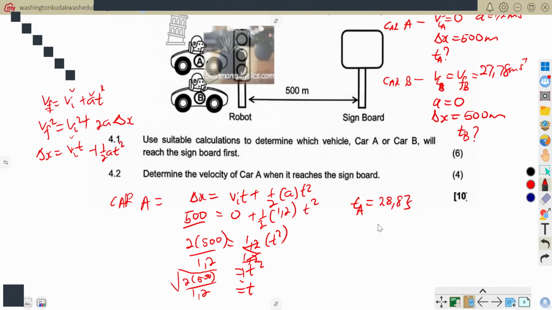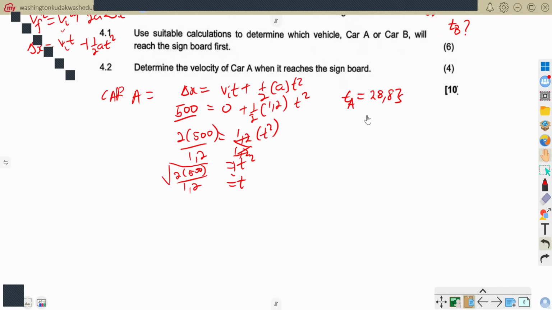28.8 seconds. And then for B, we also use the information to choose which equation to use. We can see that if we use these two, we won't be able to win. We need time, so we can use the third one, because for this one we are given both of these, and this one is 0, so this term will be 0. So let's use this one to calculate the time taken for B.